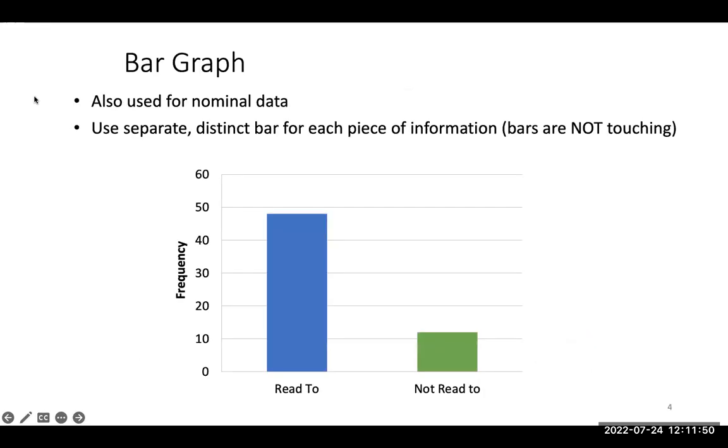Okay, another way that we can represent nominal data is using bar graphs. Each bar represents a distinct response. In this example, those who are read to are in the blue bar, and those who are not read to are in the green bar. Frequency of the responses is on the y-axis, and you can see it ranges from 0 to 50. It's, again, a really easy way to represent the information. Notice that the bars are not touching, and this is a big difference between bar graphs and histograms.